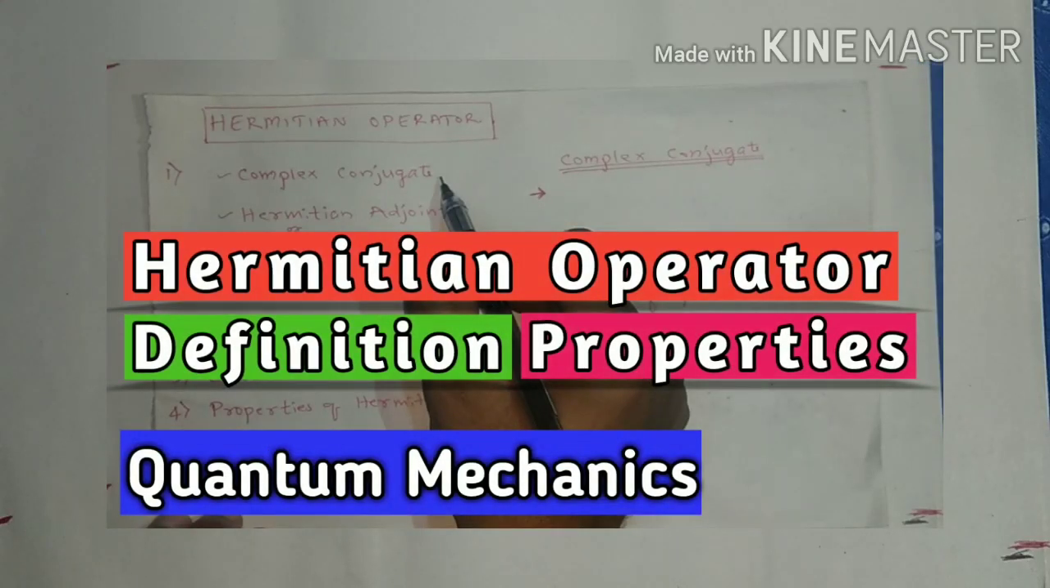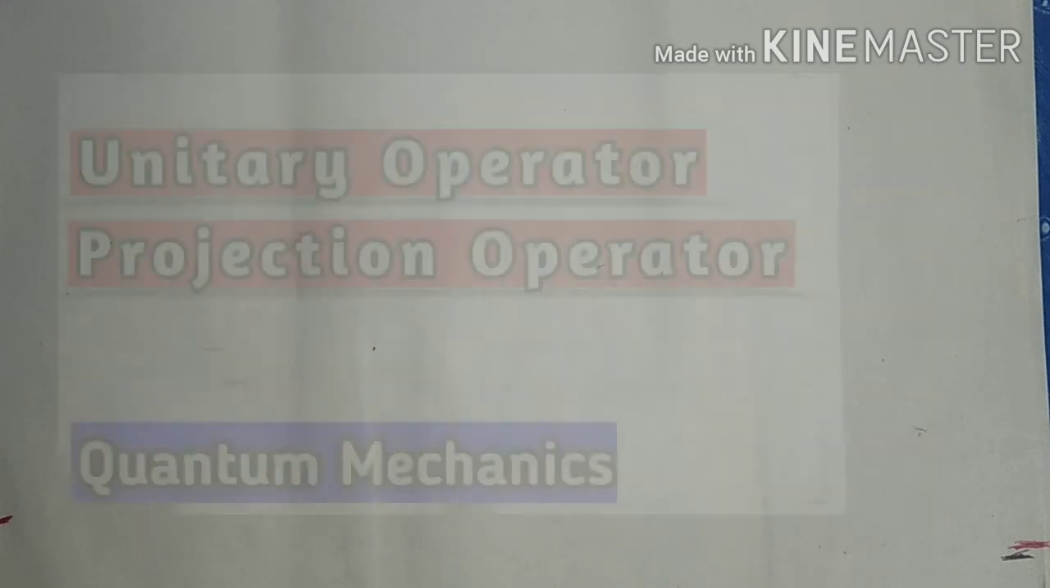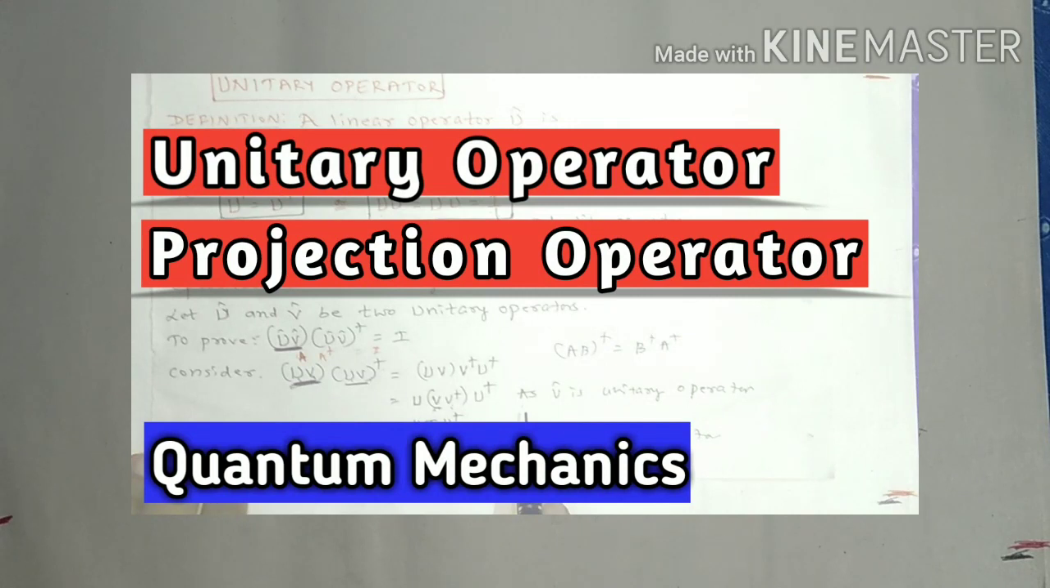We will study two more operators. In the previous lecture, we studied a very important operator in quantum mechanics, the Hermitian operator, and we saw the properties and theorems related to that operator. In this lecture, let us study two more operators: the unitary operator and a projection operator. First, let us start with the unitary operator.